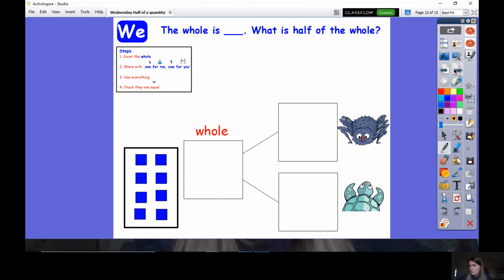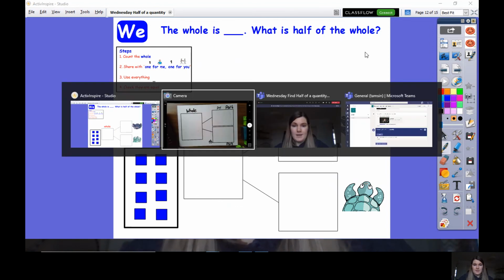Okay, so you've got your part whole model drawn. Okay, so what I'm going to need you to do is I'm going to draw in where the whole needs to be, and I'm going to need you to divide it into our 2 halves. Okay, my whole number is, help me count my whole number, 1, 2, 3, 4, 5, 6, 7, 8. My whole number is 8.